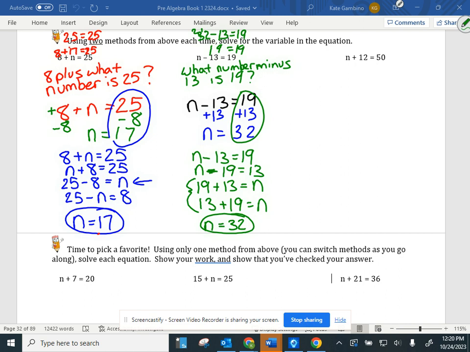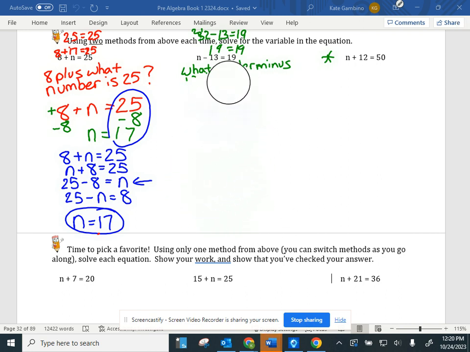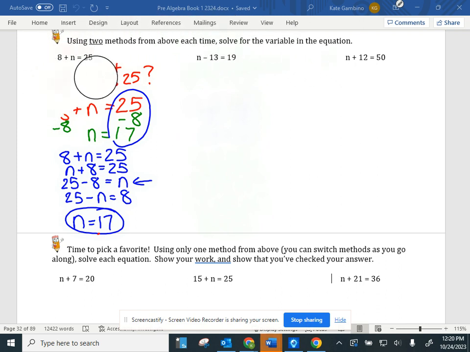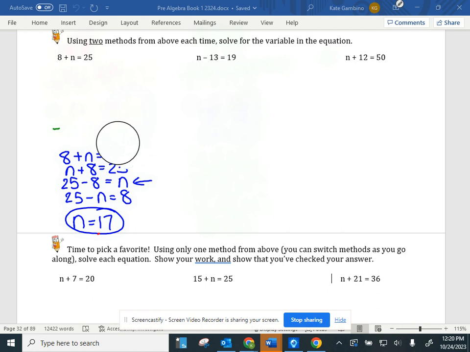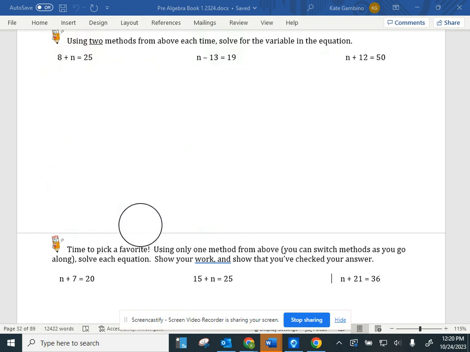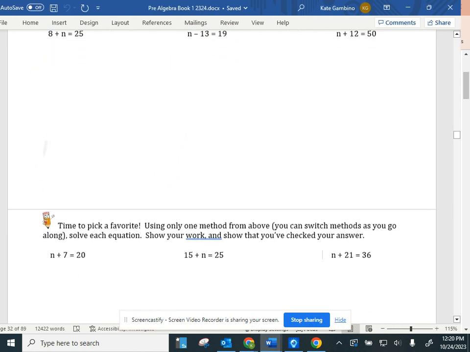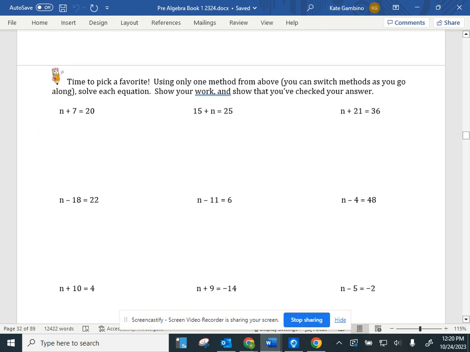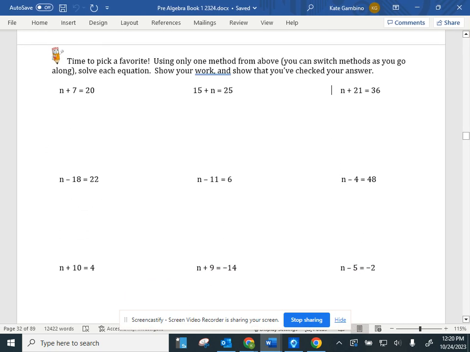For this last one, I want you to do all 3 methods. We did all 3 for the first 2 together. So now you're doing it on your own for that last one. And then on the second page, you get to pick only one method you have to use. You don't have to use the same method every time. You can switch it up if you want to.